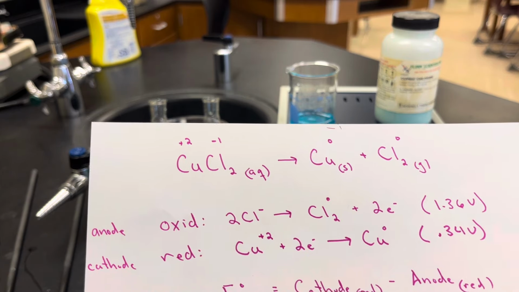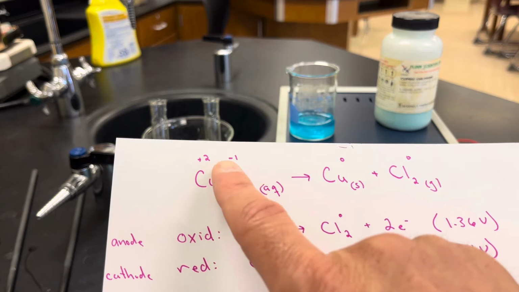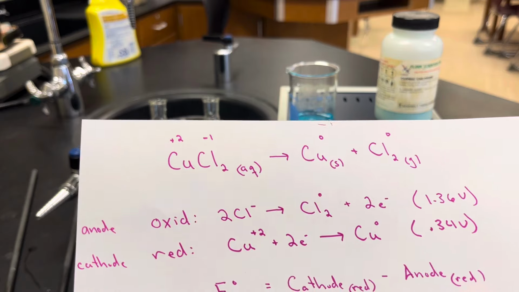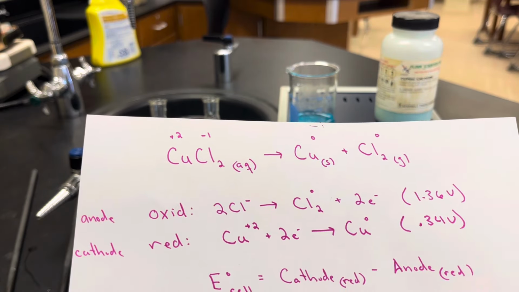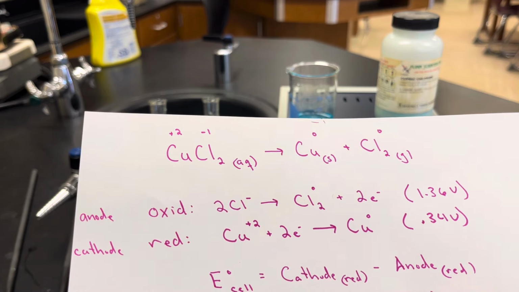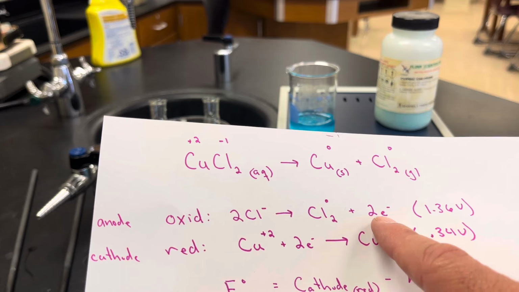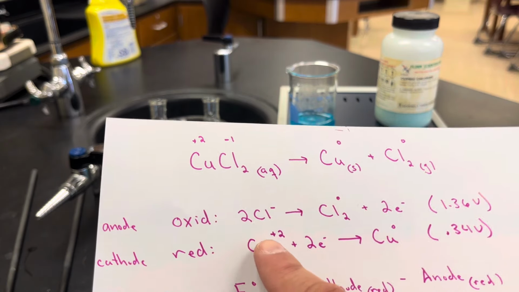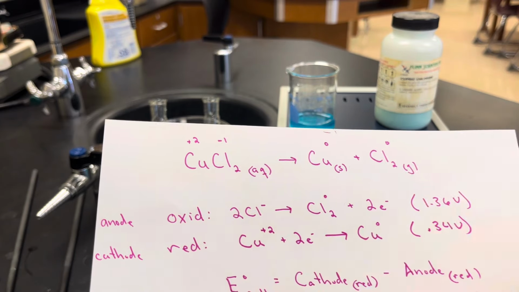And as you can see, the copper is going from +2 to 0, and the chlorine is going from -1 to 0. So we have an oxidation reduction reaction, okay? Now, the chlorine is actually what's being oxidized, okay? Like I said, it's going up in oxidation state and it's losing electrons. And the copper is going down in oxidation state by receiving those 2 electrons and going from +2 to 0.